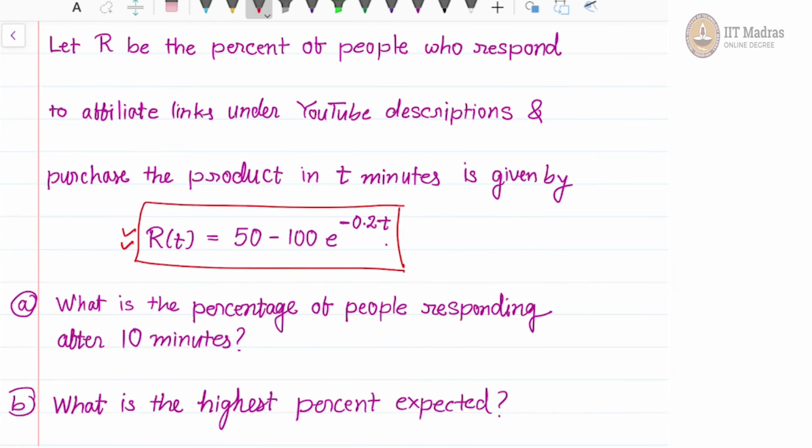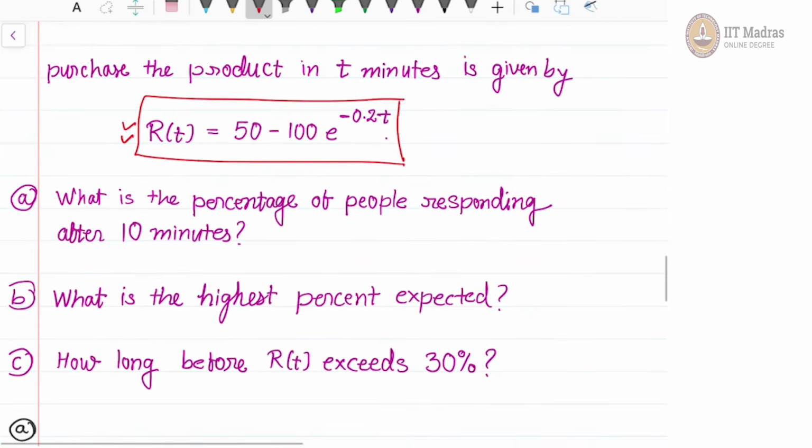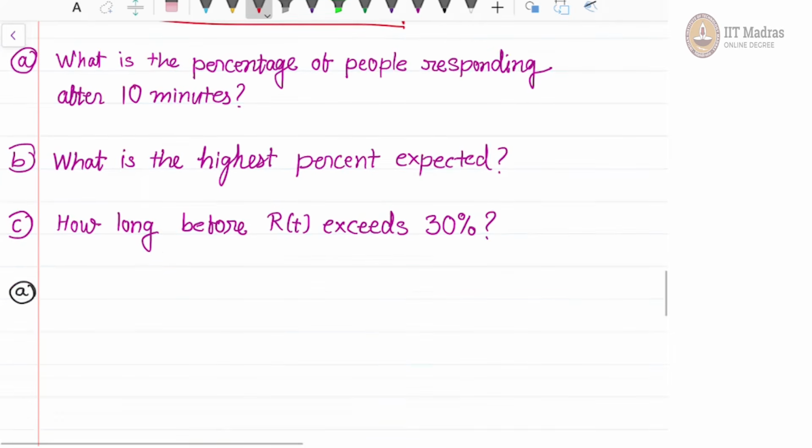Now he is interested in answering these questions. What percentage of people respond after 10 minutes? So how many percent of people responded after 10 minutes? Then based on this function, what is the highest percentage expected? And the third question is, how long before R(T) exceeds 30%? The response rate being 30% is also a good enough rate, right? Because you are just putting some affiliate links.